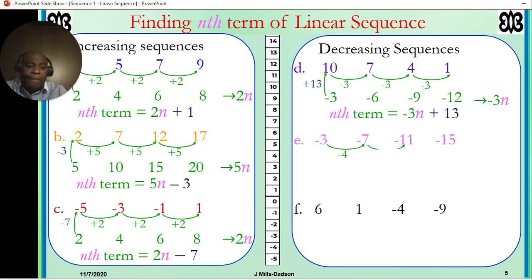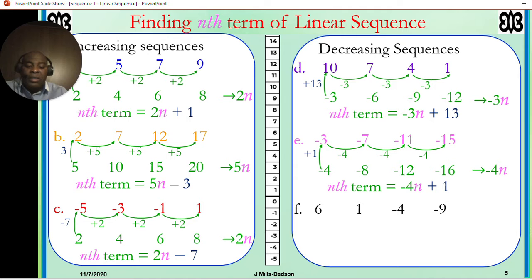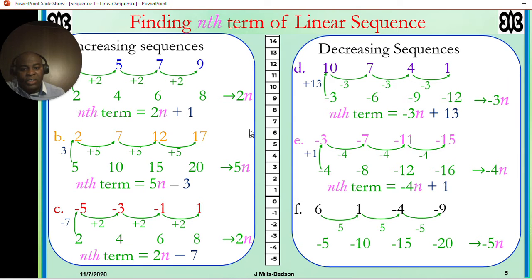Now, E, negative 4 multiples. We list them. Negative 4 to negative 3. You add 1. So the formula is negative 4n plus 1. And lastly, our rule is negative 5. So negative 5 multiples. Negative 5n. From negative 5 all the way to 6, you count. That means you go up 11 steps. That's positive 11. So the formula becomes negative 5n plus 11.